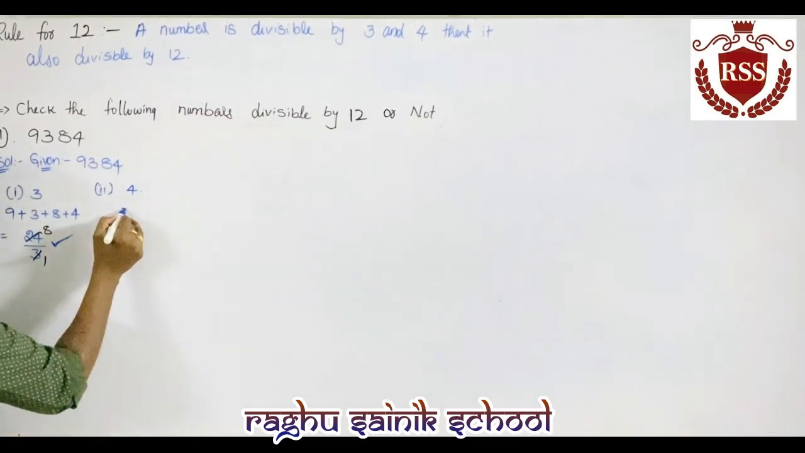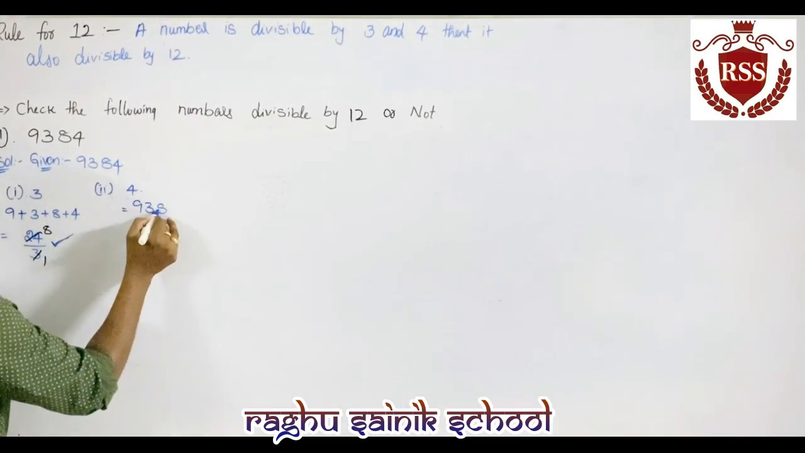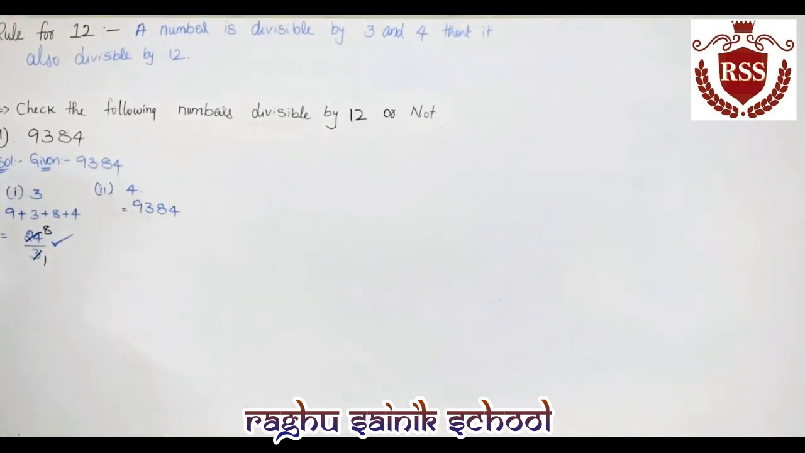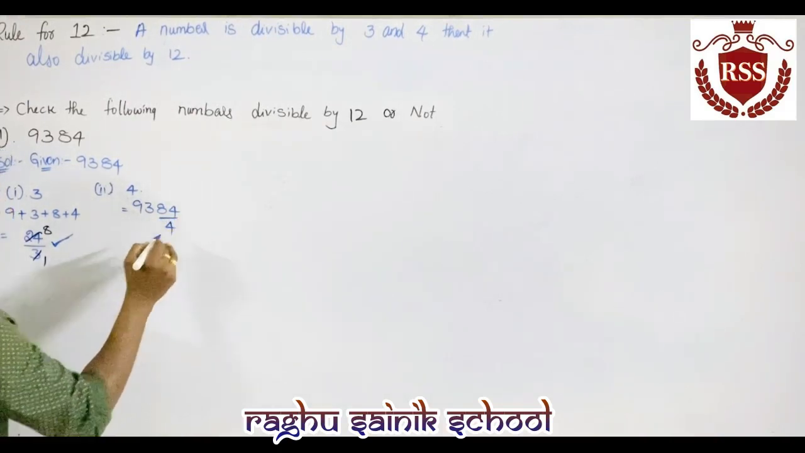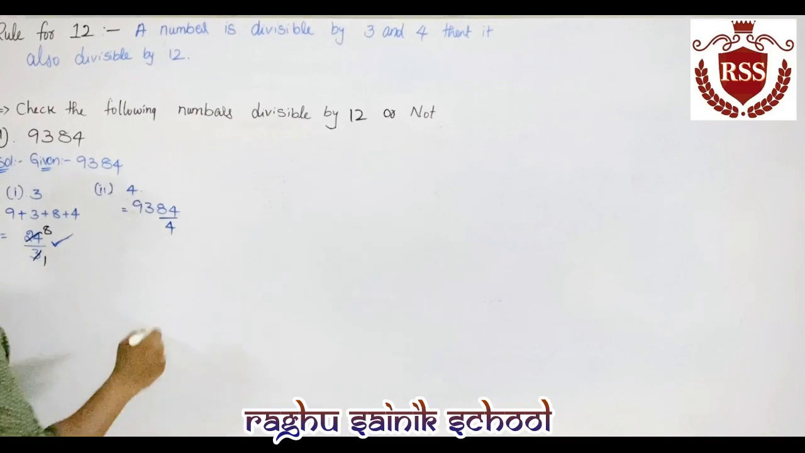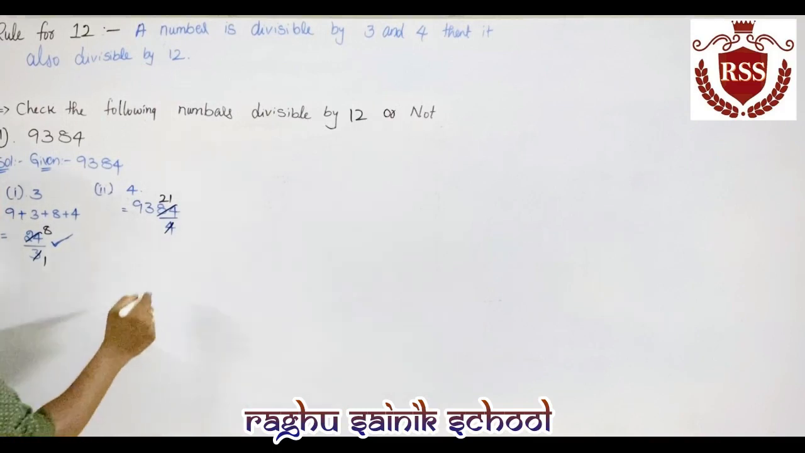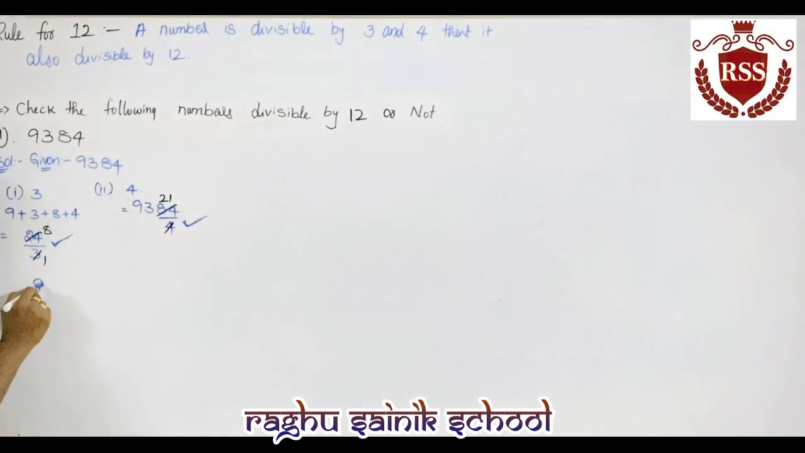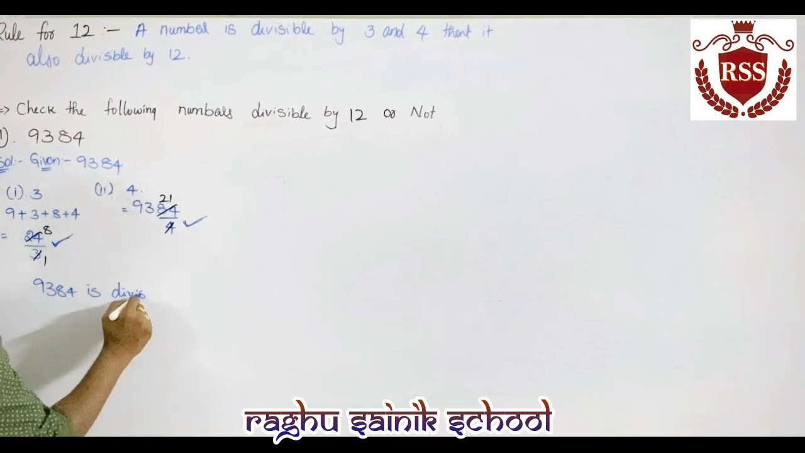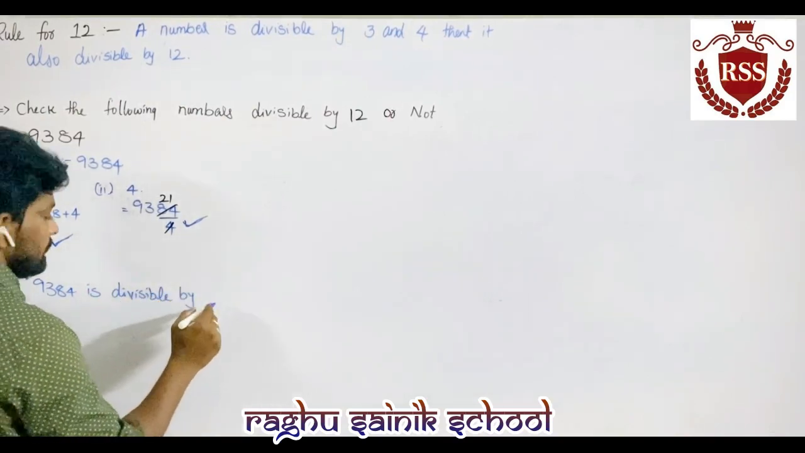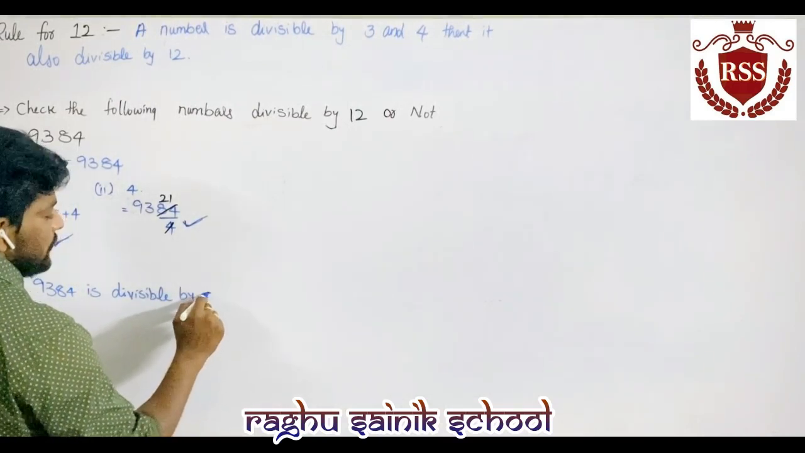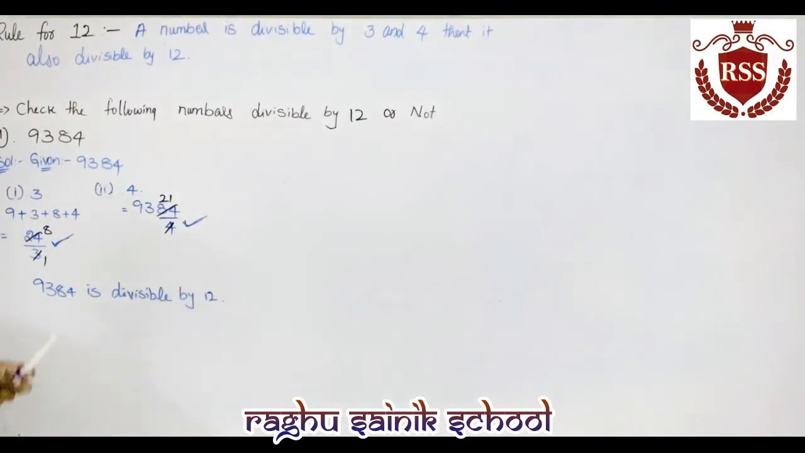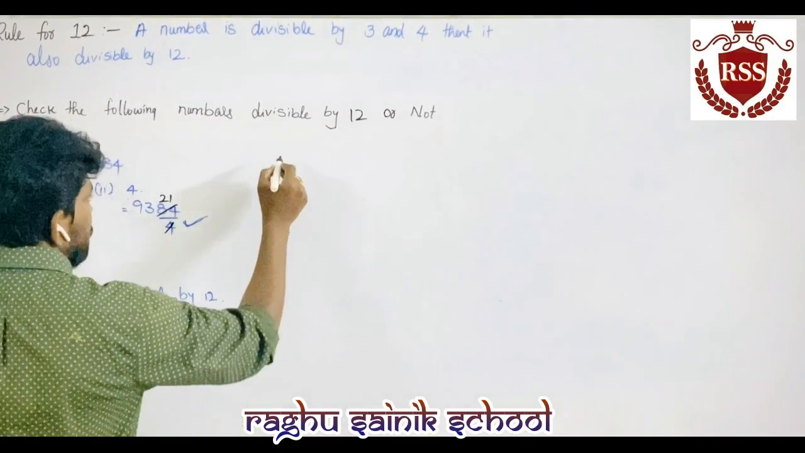Next one is the divisibility rule of 4. What is the divisibility rule of 4? The last two digits of the given number must be divisible by 4. The last two digits are 84, and 4 twenty-ones are 84, right? Then it is divisible by 4 also. So 9384 is divisible by 12. If the number is divisible by 3 and 4, then it is also divisible by 12.